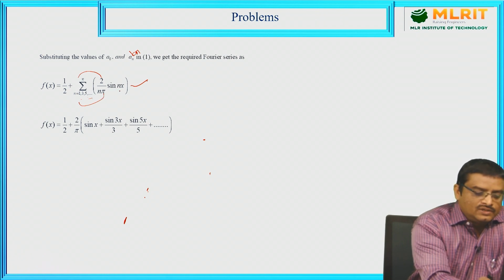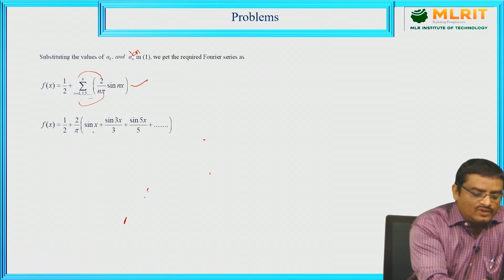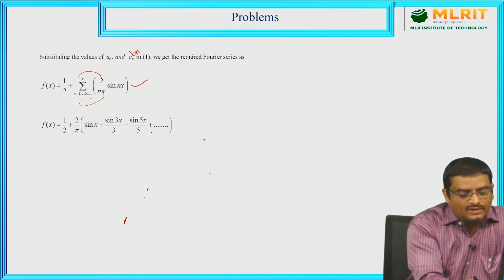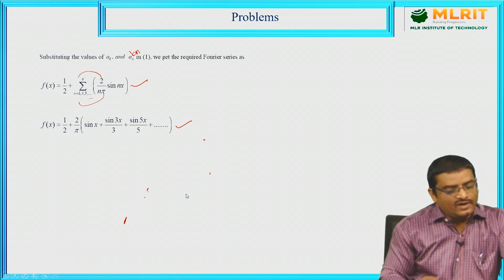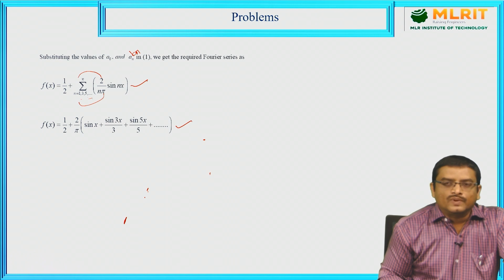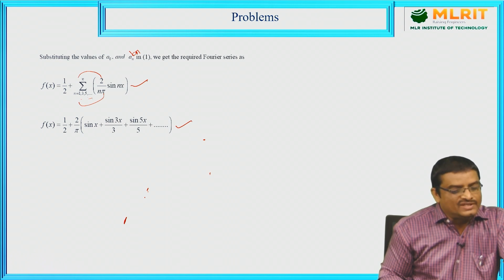We will get sin nx by n, the remaining one. And if you take n is equal to 1, you will get sin x by 1, that can be written as sin x, plus sin 3x by 3 plus sin 5x by 5, and so on. So this is our required Fourier series expansion in the interval 0 comma 2 pi for the function which is discontinuous.